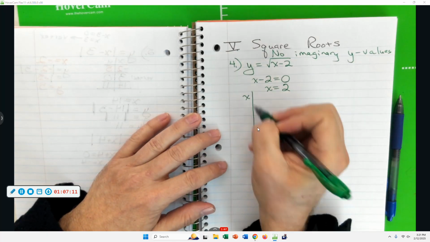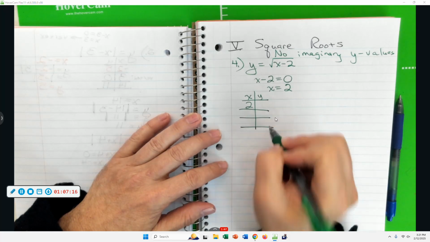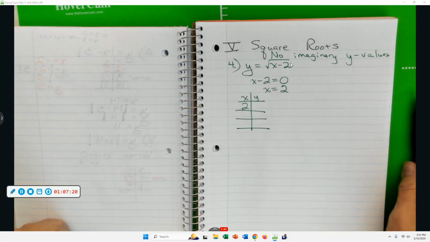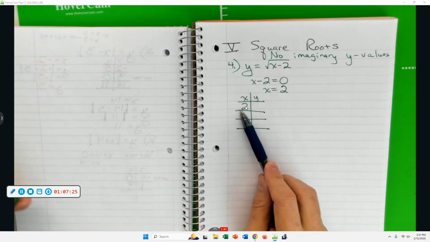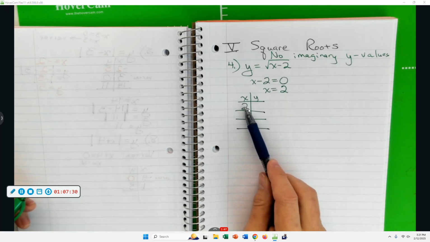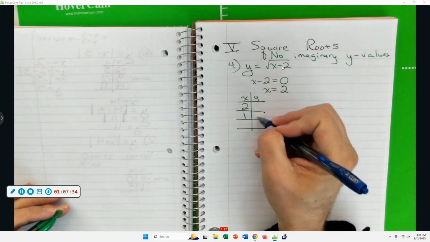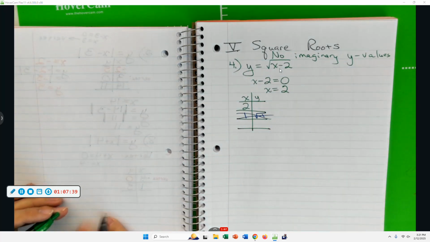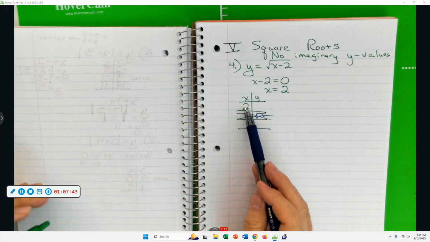Here's my xy table. We're going to have to plug in 2 for x. Now, one side of 2 is going to make imaginary numbers. The other side of 2 is going to give us numbers that aren't imaginary. Now, say you tried to use 1. 1 minus 2, that's the square root of negative 1. No, you can't use that. So you can't go to the left of 2.